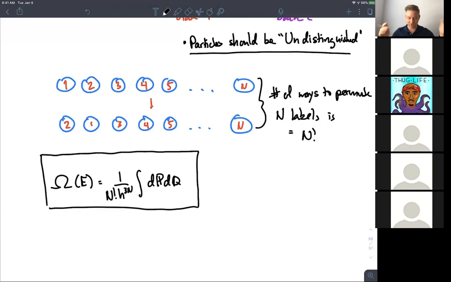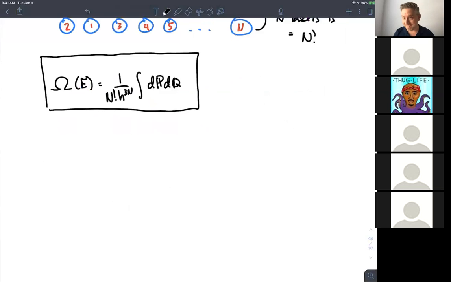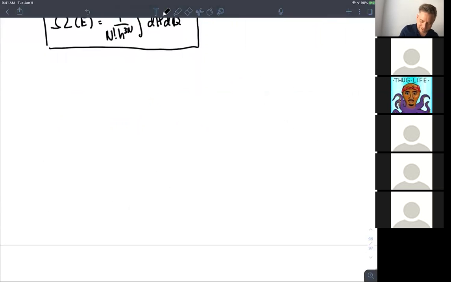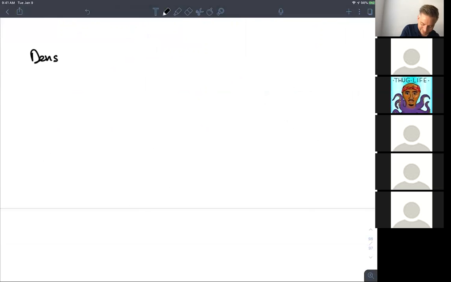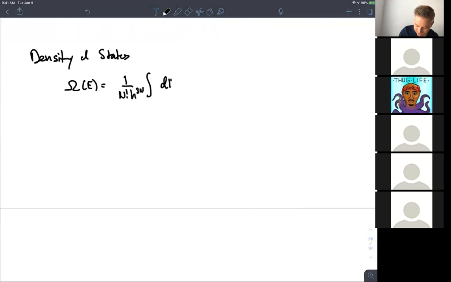All right, so let's go back to exactly where we started today. Where we started today was that we have these two fundamental parameters that we have been calculating, the density of states, which is omega of E, which we are now going to calculate as 1 over n factorial h to the 3n, integral dp dq, integrated over the appropriate limits, of course. From the density of states, you can calculate the entropy. And the entropy, which is also a function of the energy, is just the logarithm of the density of states.